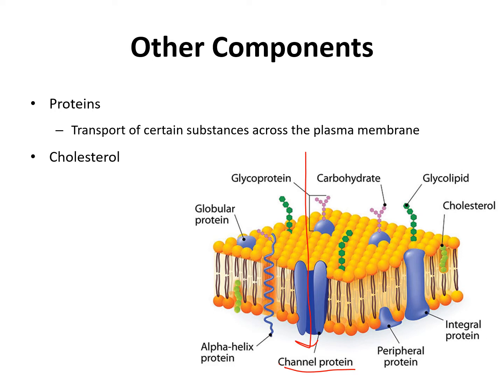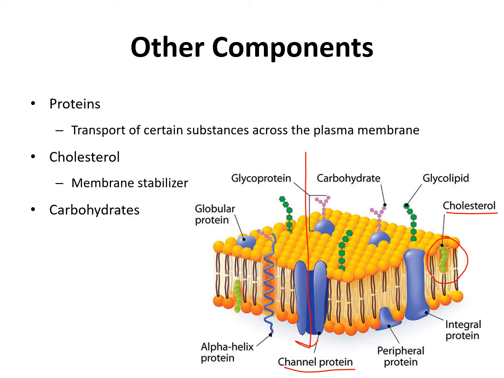Another molecule that you find embedded in the cell membrane is cholesterol, and cholesterol serves as a membrane stabilizer. So here's the cholesterol over here, and it helps to stabilize the shape of the membrane. And this is especially important in animal cells.